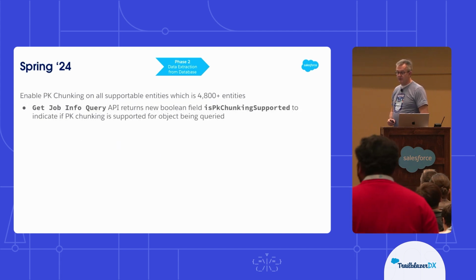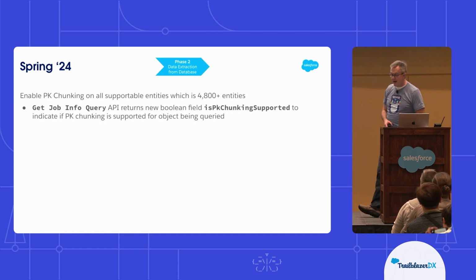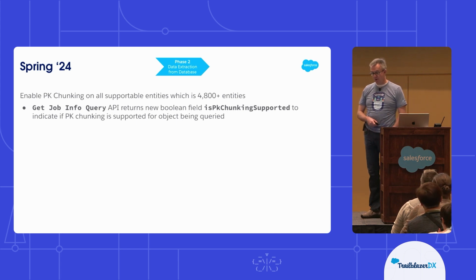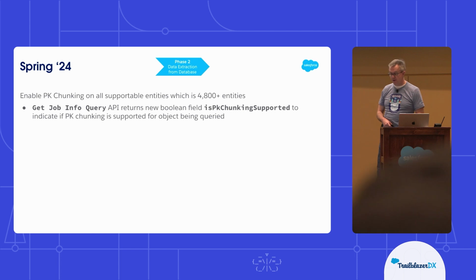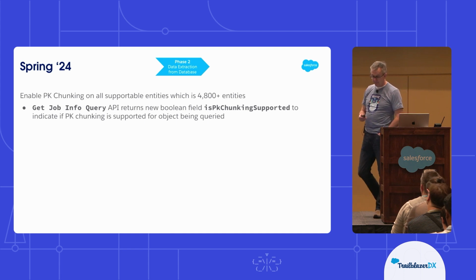So a couple of things we're doing in this release, Spring 24. Firstly, we've enhanced the getJobInfo query API to return a Boolean. It's not feasible to document every single entity that supports PK chunking, so we have a dynamic approach. Once you've created your job, once you've started your job, you can use this query API. It's part of the Bulk API 2 query API, and it will indicate whether PK chunking is supported. And so that's a lot more dynamic way.